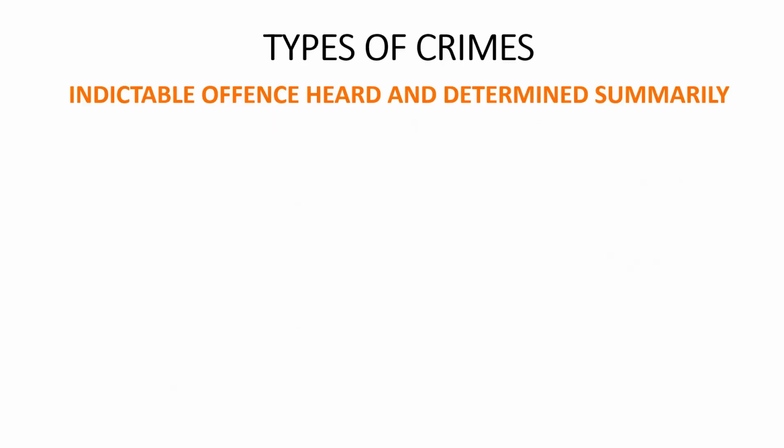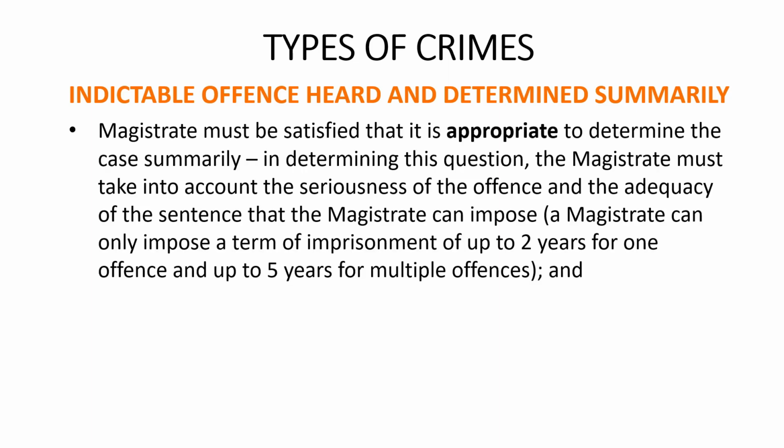Now, there are two conditions that must be satisfied for an indictable offence to be heard and determined summarily. That is, for the indictable offence to be heard and determined in the magistrate's court without a jury, rather than in the county court or the Supreme Court where there is a jury. The first of these conditions is that the magistrate must be satisfied that it is appropriate to determine the case summarily.